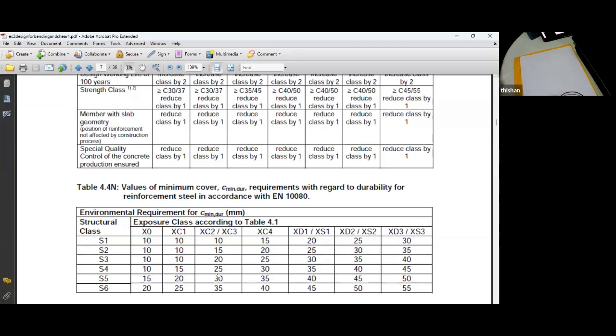Is that clear, Bandhugal? Yes, sir. That is clear, sir. That is clear, right? Yes. Right.